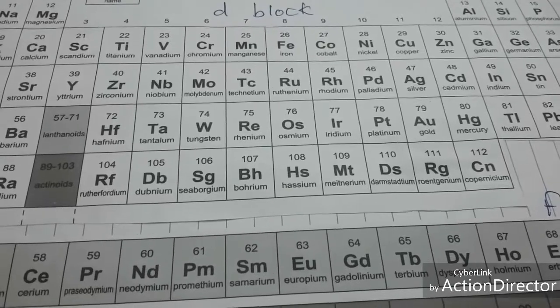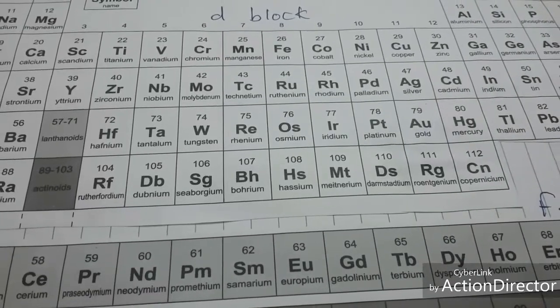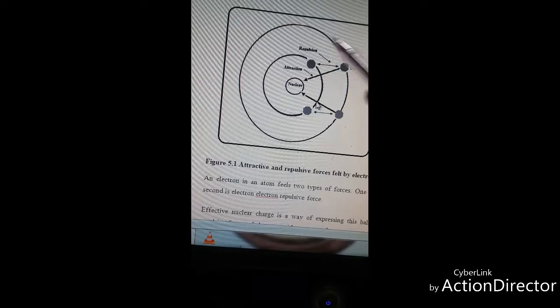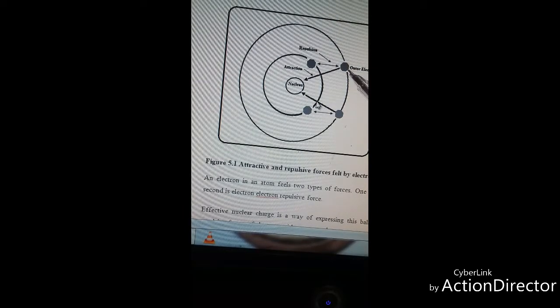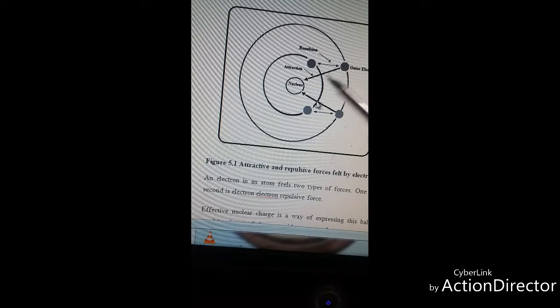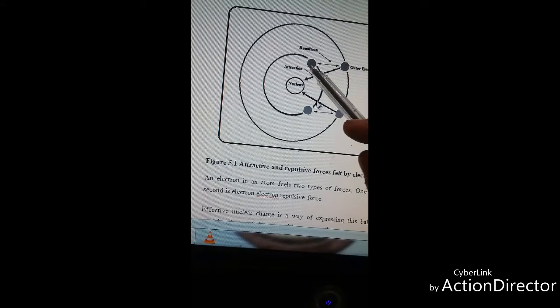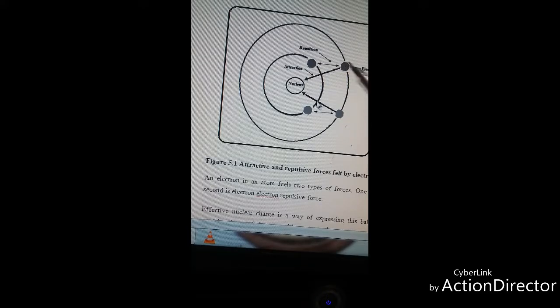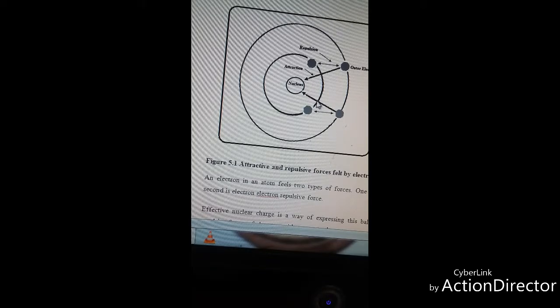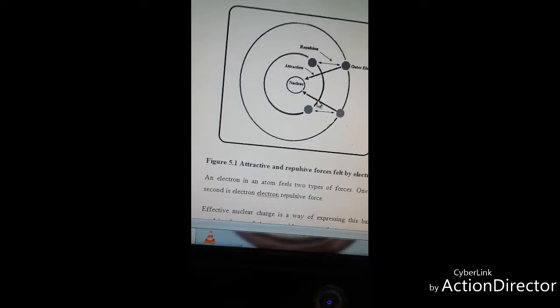First, I will be dealing with the effective nuclear charge. Now let us come to the first property, that is effective nuclear charge. An electron in an atom experiences two types of forces. One is the attractive force between the electron and the nucleus, and the second is the electron repulsive force. So effective nuclear charge is a way of expressing this balance between the attractive and repulsive force.